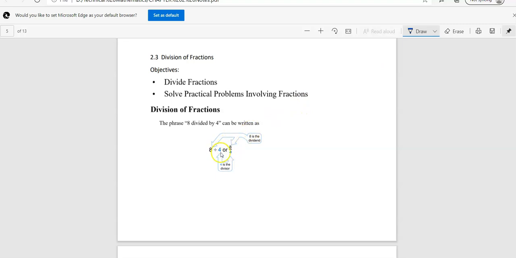So we've got a little example right here that says 8 divided by 4, or 8 over 4. Okay, and it says 4 is the divisor. 4 is the thing that we are dividing by. 8 is the dividend. 8 is the number that is being divided. So those are just some definitions.